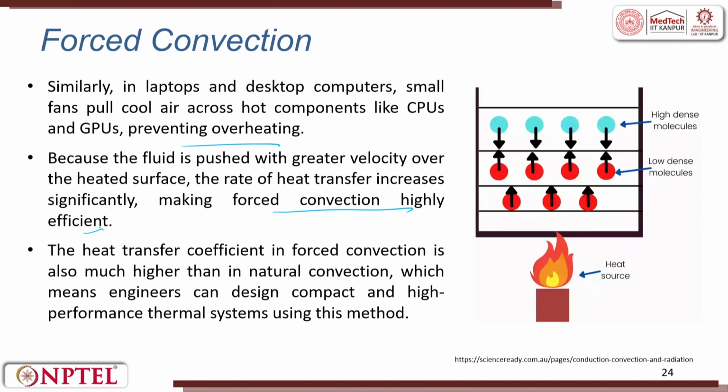The heat transfer coefficient in forced convection is much higher than in natural convection, which means engineers can design compact and high performance thermal systems using forced convection. So, if you see there, when you try to heat, the high dense molecules come down, the low dense molecules go up. So, there is a transfer.